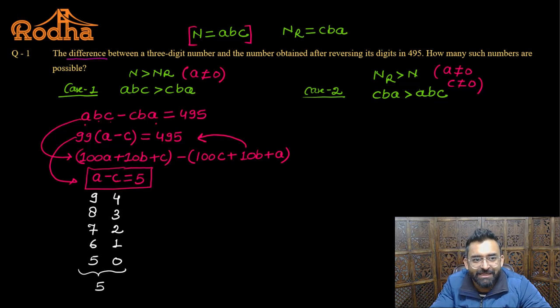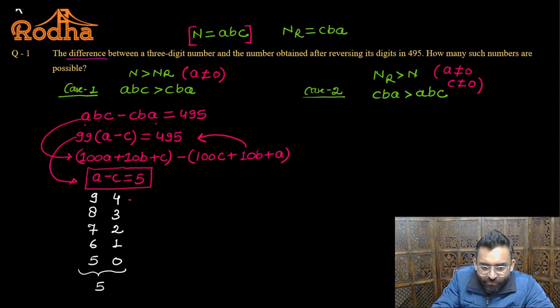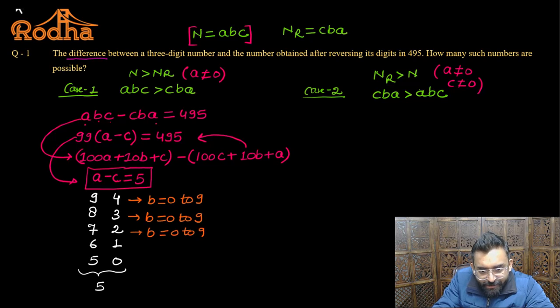But there are cases which we are missing out. Can you get what are the cases I'm missing out on? You have to understand there are a few hidden things in questions which we have to take care of. If you look at this, the equation is completely independent from B. So what are the values B can take? B can start from 0 to 9. Any value B can take because B is not having any say in this equation. So in every situation, B can be 0 to 9 as well.